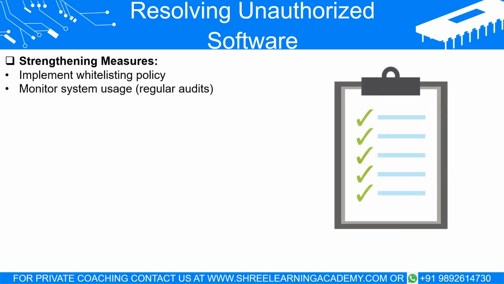Strengthening measures against unauthorized software. If an incident of unauthorized software installation occurs, it's a clear sign that the current preventive measures aren't strong enough. To address this, the organization should reevaluate and strengthen their software installation prevention measures. One step could be to implement a whitelisting policy, and this policy allows only approved software to be installed or run on company system. And such a policy reduces the chances of malicious software infiltrating the network.